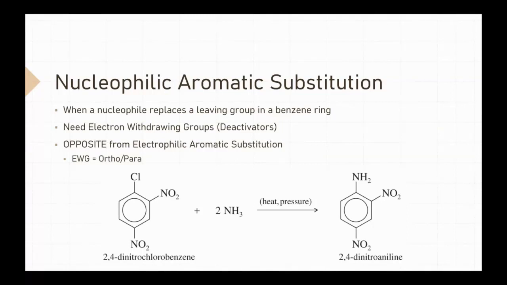So in this case, here, this is really deactivated, right? You have two NO2 groups, and we have our leaving group right here. Now, because it's deactivated, we can do aromatic substitutions. So we have NH3 here. We can add this amino group. Adding heat and pressure is going to substitute this leaving group, Cl, with NH2.